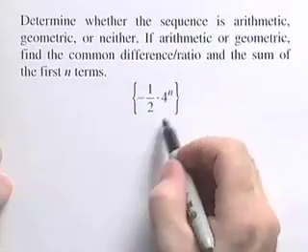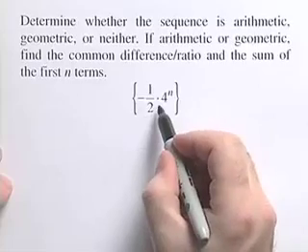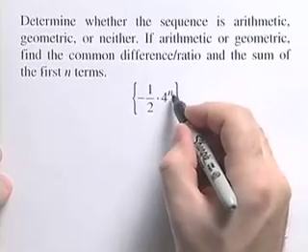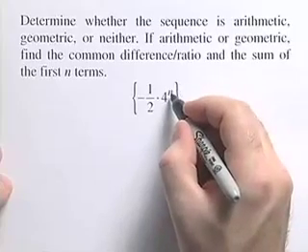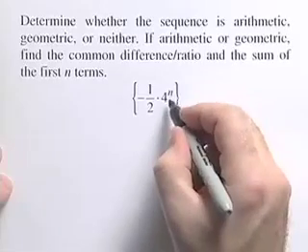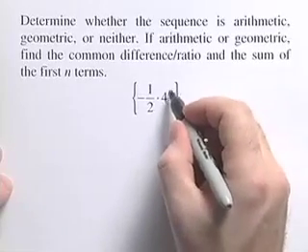Here we're given another sequence and we're asked to determine if it's arithmetic, geometric, or neither. When we look at our general term for the sequence, we have negative 1/2 times 4 to the n. Notice that our index here, n, which is going to be in our exponent, is not going to allow us to get an arithmetic sequence because it's not being multiplied or added. It's part of the power.